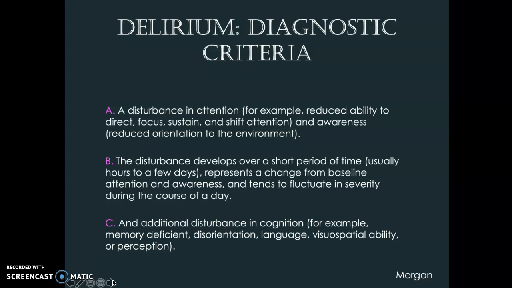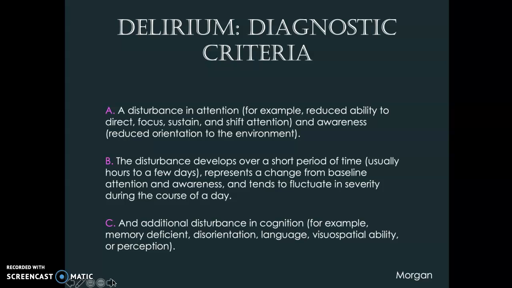Taking a look at the diagnostic criteria according to DSM-5, criteria A. The disturbance in attention is manifested by reduced ability to direct, focus, sustain, and shift attention, and awareness is reduced according to the environment that they're in. So questions must be repeated because the attention wanders and they are very easily distracted by irrelevant stimuli in their environment.